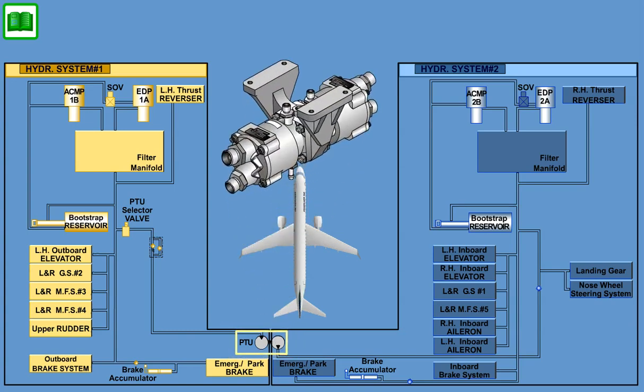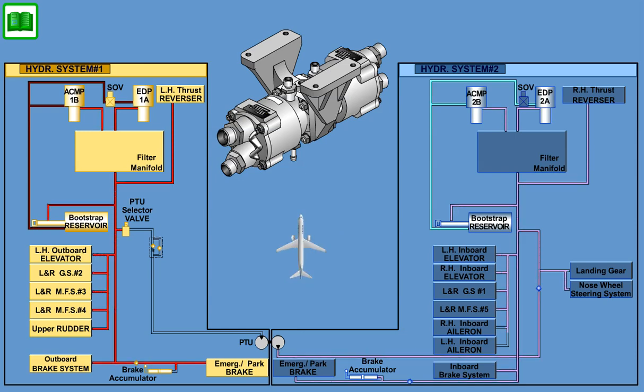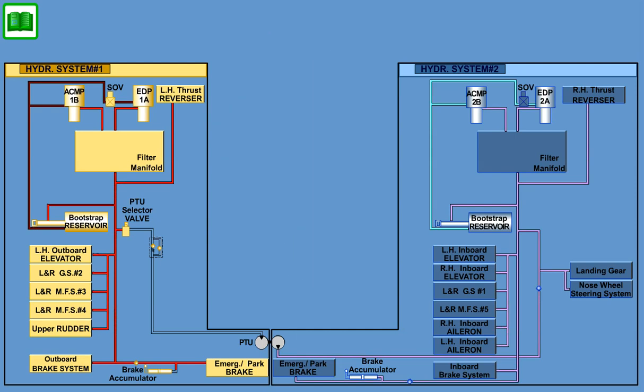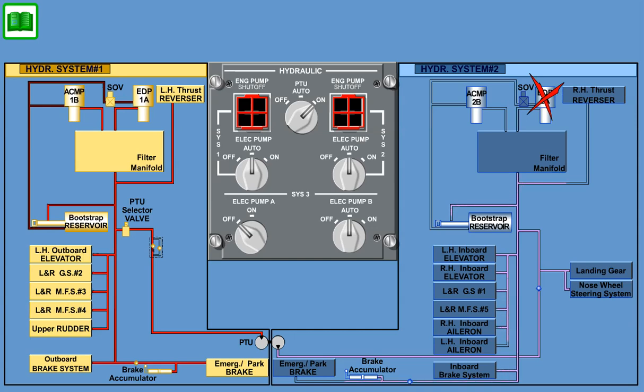The Power Transfer Unit, PTU, is a fixed displacement unidirectional device used to transfer fluid power from System 1 to System 2 without sharing fluid between systems. The PTU will operate only if there is a loss of the right-hand engine or right-hand EDP to provide hydraulic power during landing gear retraction and during descent and landing, unless manually selected on.